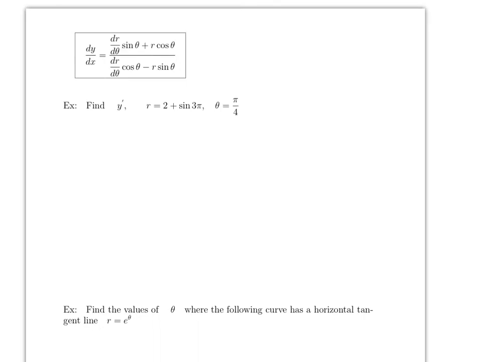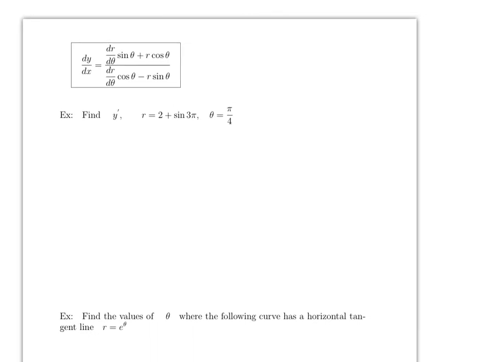Now, finding the derivative is very similar to what we did with parametric equations, because these are technically parametric equations. So this is y dot and this is x dot. Just the formula is a little more involved because you have to use the product rule. Okay? But in this case, this is a typo, it should be theta.